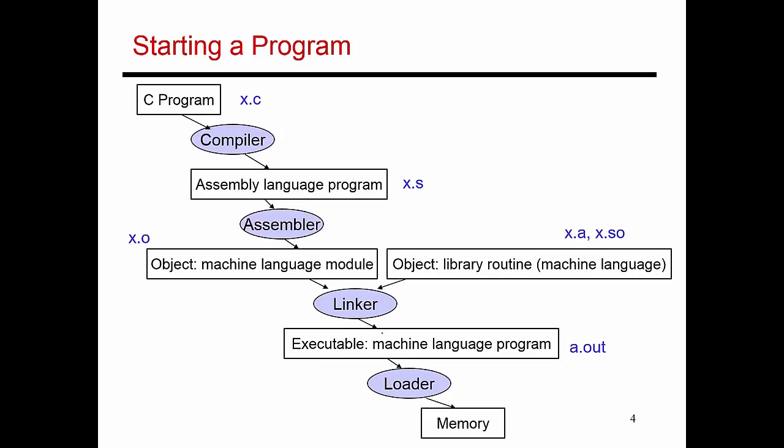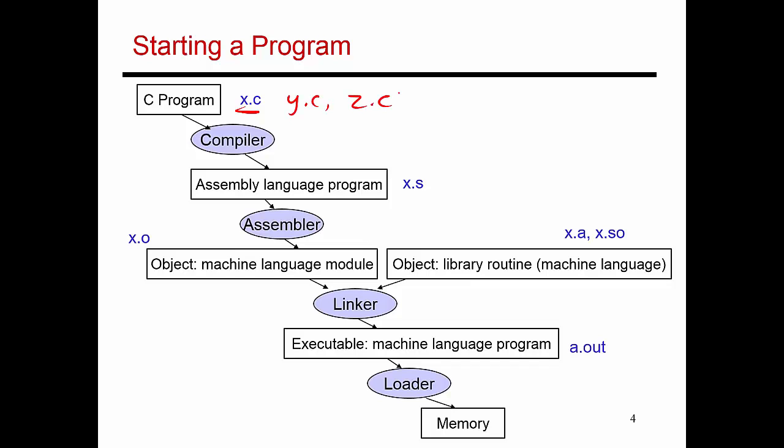Now let me go through the different steps involved in compiling and executing a program. Okay, I'm going to take C as an example. So as a programmer, you first create a file, let's call it x.c. You might create multiple files, right? So there are other files, y.c, z.c, and so on.